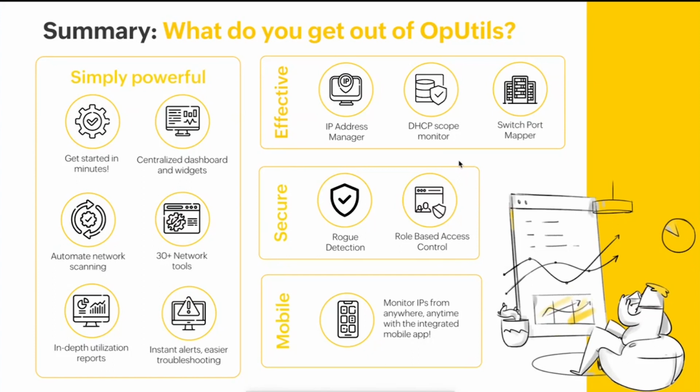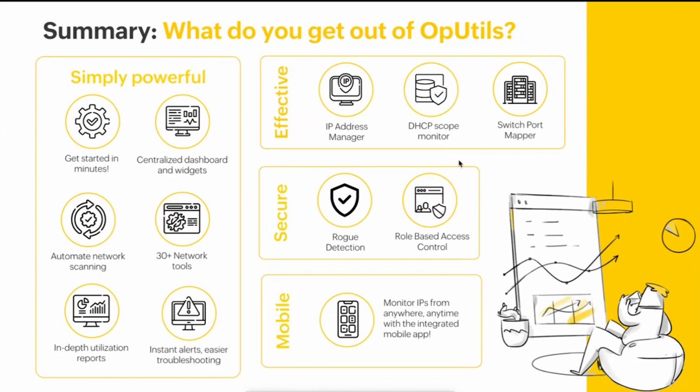These capabilities are clearly defined with an effective IP address manager, DHCP scope monitor, and switch port mapper modules. These modules are tightly integrated. They give you holistic visibility, and they help you run advanced IP scanning, IP address tracking, end-to-end switch port mapping, and simplified DHCP server scope monitoring. OpUtils also helps you secure your network with the rogue detection module, and it also gives you a role-based access control setup that works together with all the different modules in OpUtils.